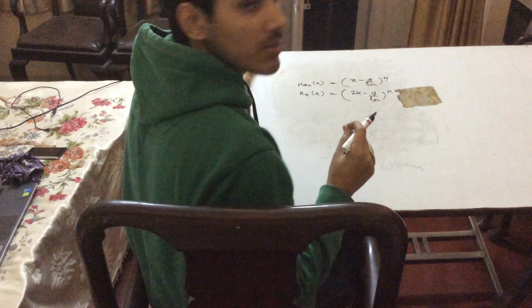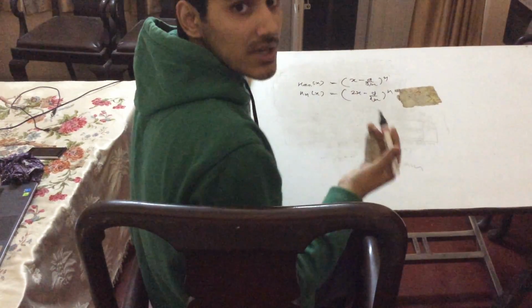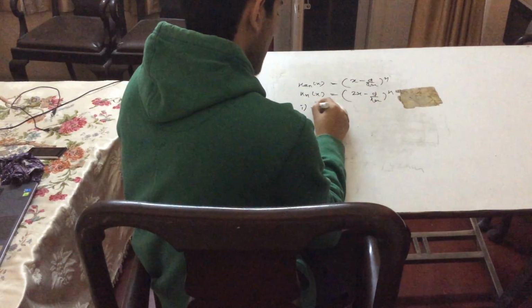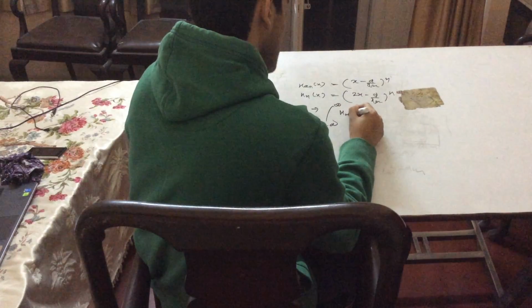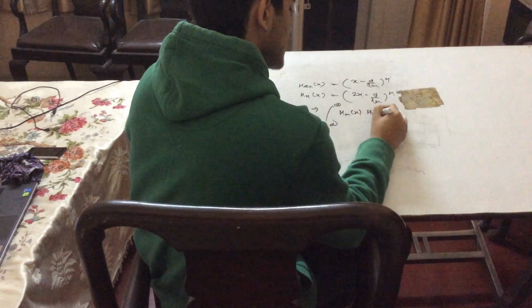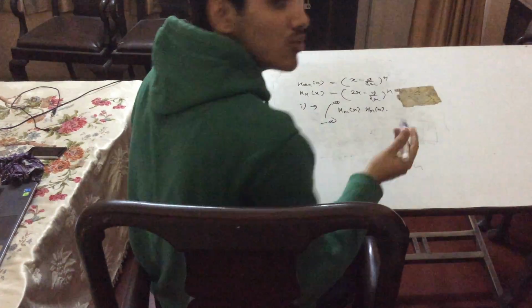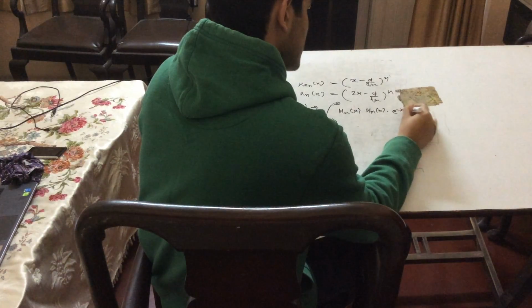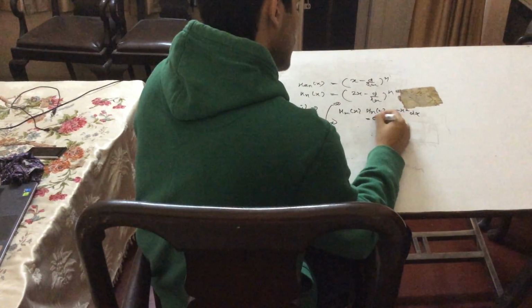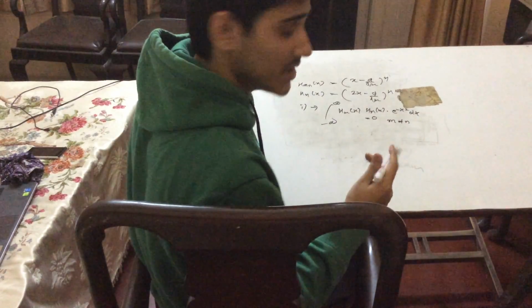Now there are various properties of Hermite polynomials, of which I am going to explain three. The first is orthogonality. Orthogonality states that the integral from minus infinity to plus infinity of H_n of x into H_m of x into w of x, where w of x equals e to the power minus x square, dx equals 0 if n is not equal to m. So it satisfies the orthogonality property.